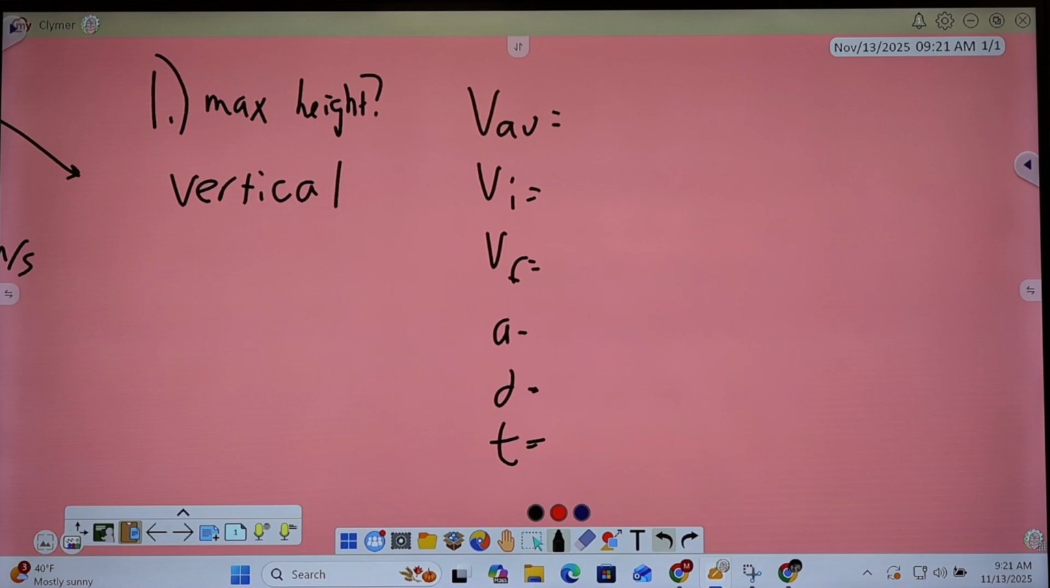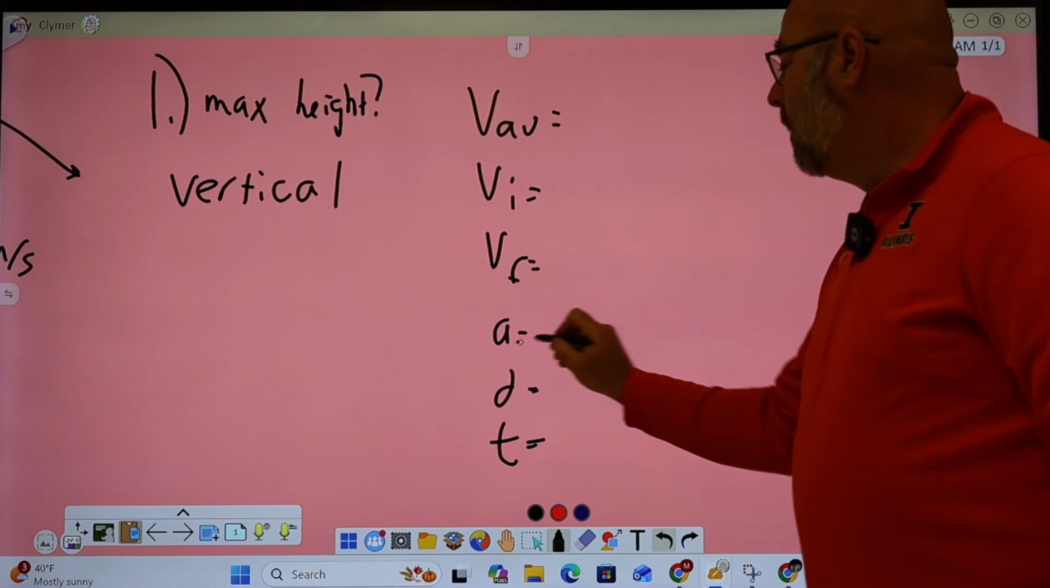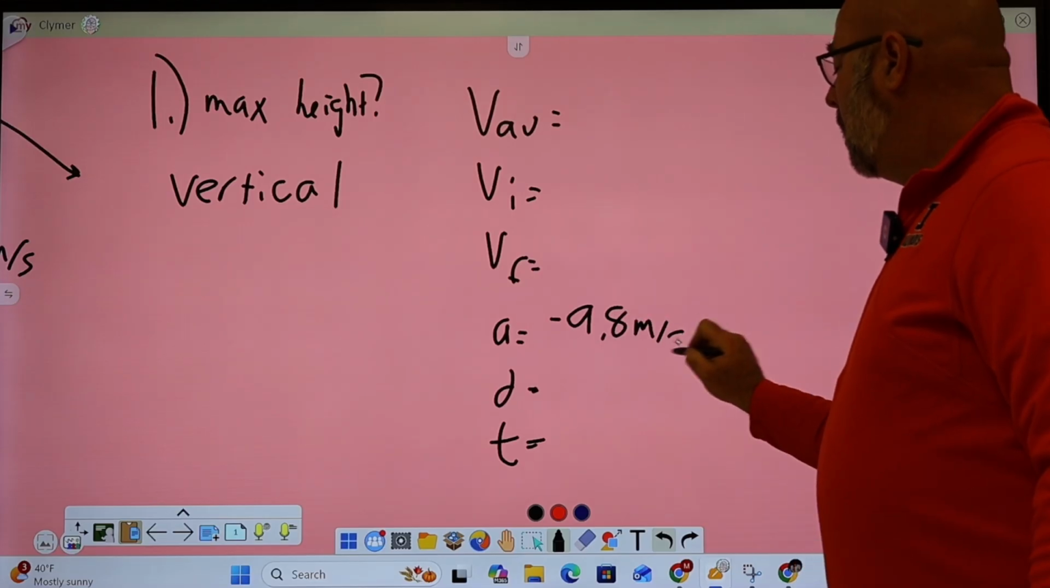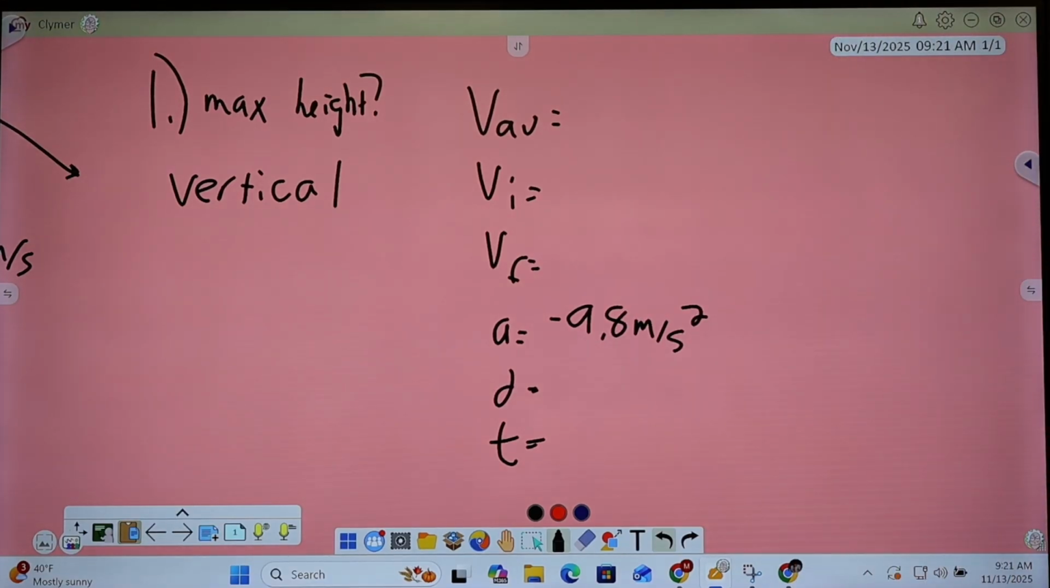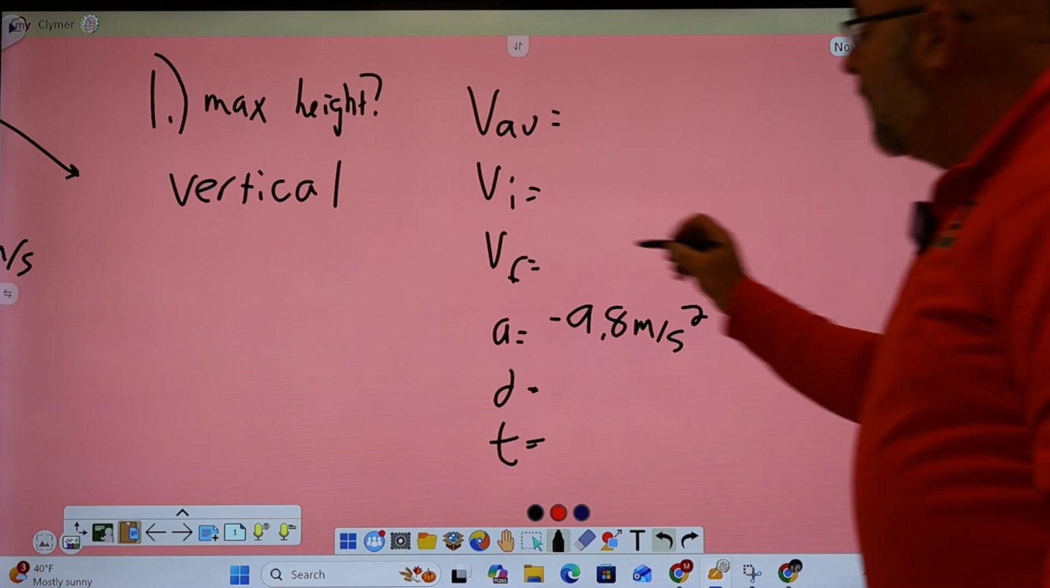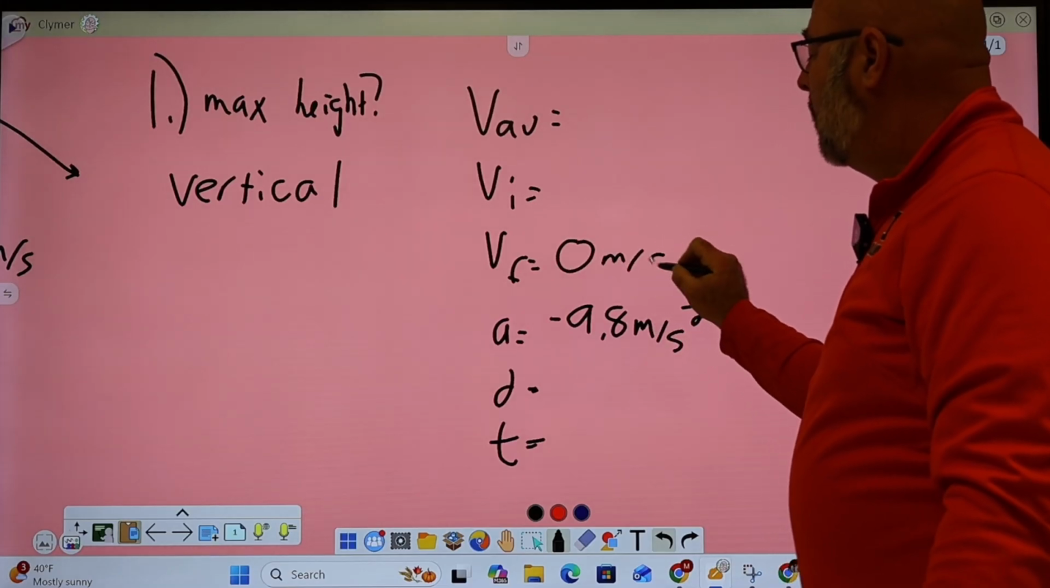Acceleration is negative 9.8 meters per second squared. Okay, so let's start filling in things. So what's our acceleration? How do we know that? Gravity. Gravity's only working in the y direction, right? So we know what our acceleration is. What else can we fill out here? Final velocity is 0. Why 0? Yeah, so we're talking about the peak height. Right as it gets as high as it's going to go, it's moving up and then moving down. So in that split second at the top, at the peak of the motion, your velocity in the y direction will be 0.